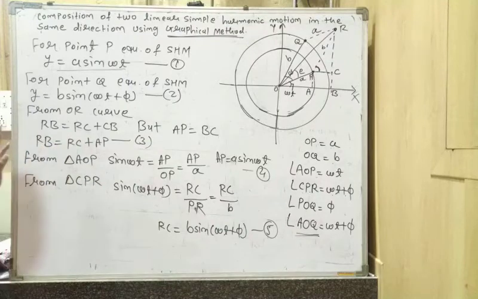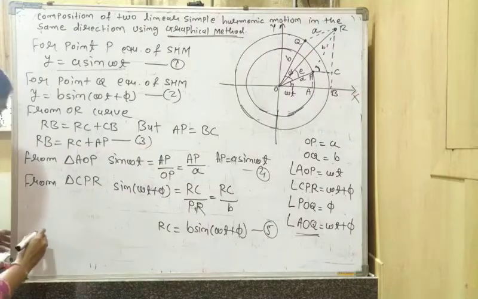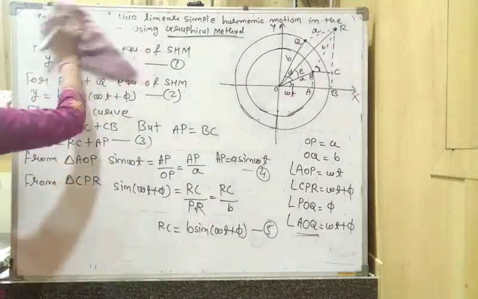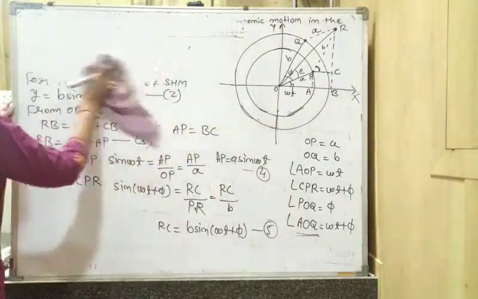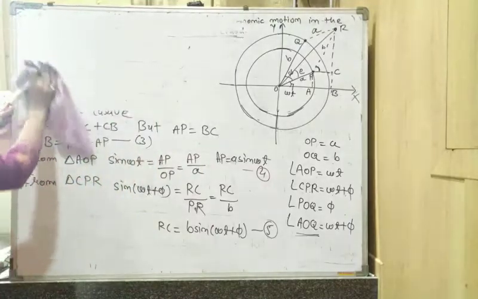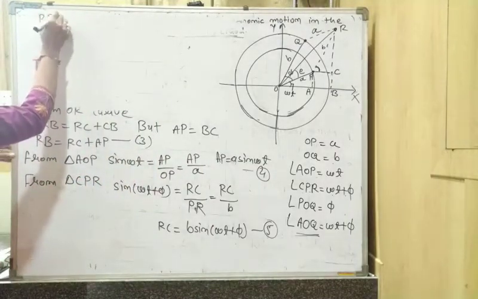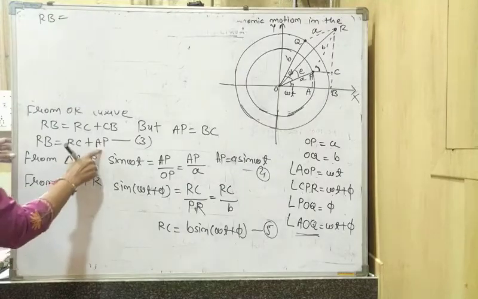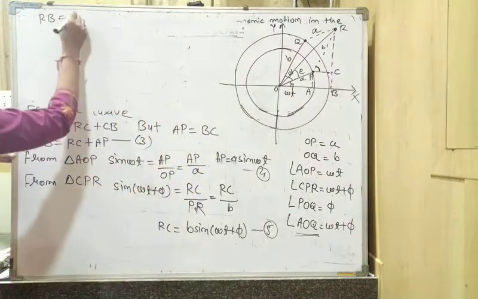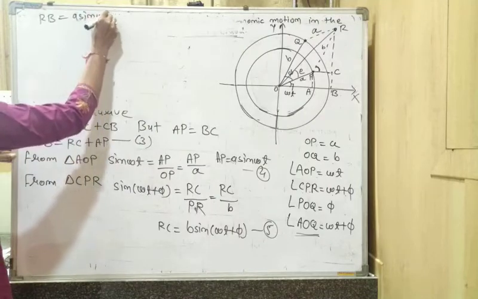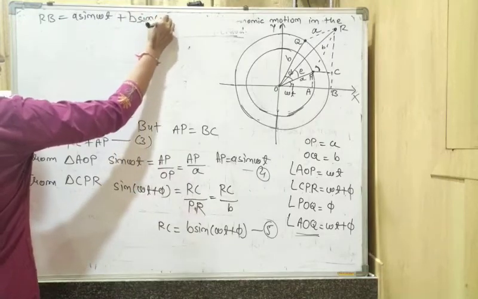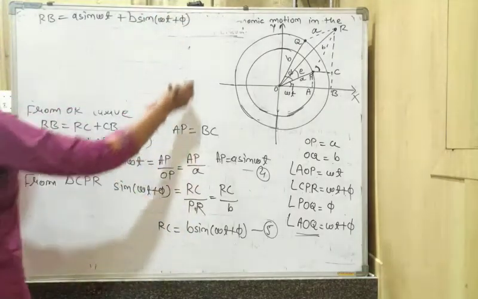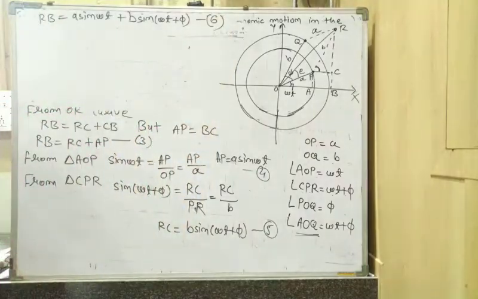Now take the values of 4 and 5 in equation number 3. So we can calculate RB. So what is RB? Our RB is RC plus AP. First of all I take AP: AP is A sin omega t plus RC is B sin omega t plus phi. Equation number 6.